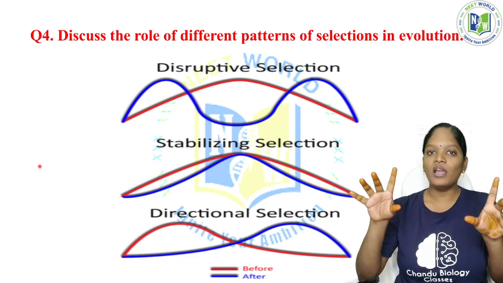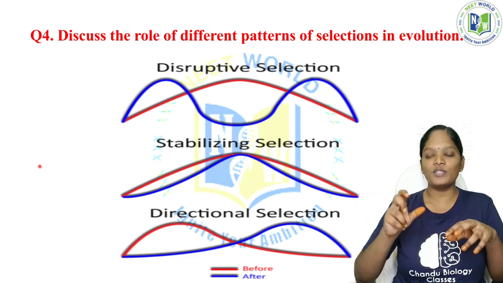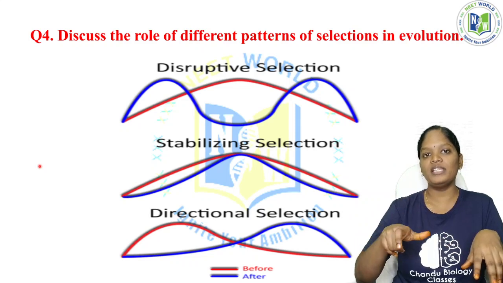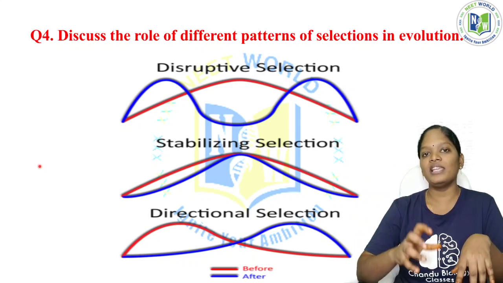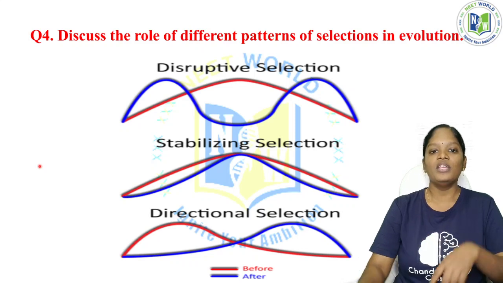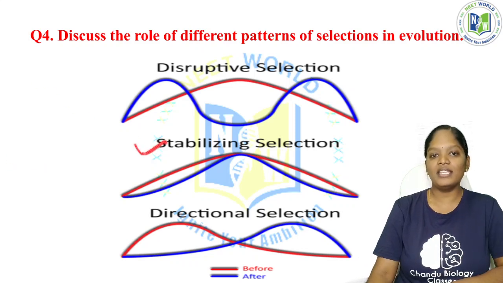Both large as well as the small will be eliminated in stabilizing selection. Only the medium will be selected by nature. So that is what stabilizing selection is.